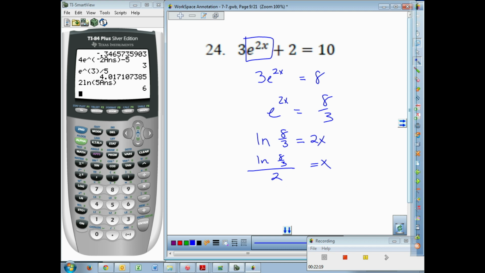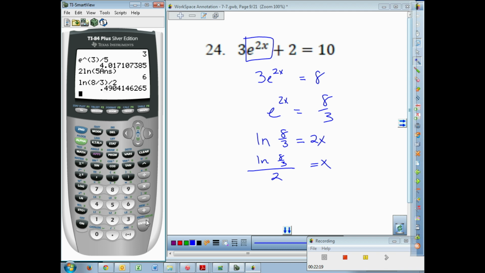Parentheses are important. Make sure you get 8 typed into your argument correctly. Natural log of 8/3 divided by 2. Boom. About 0.4904. Check it.